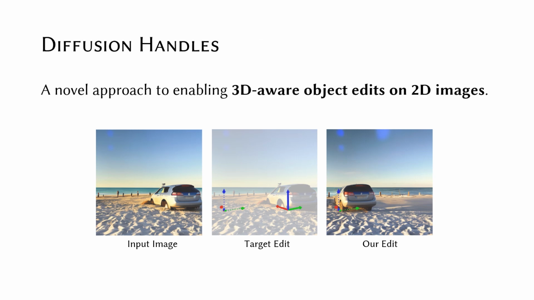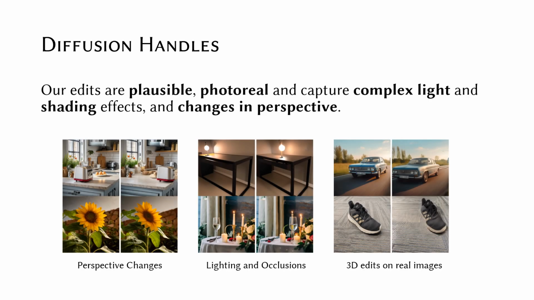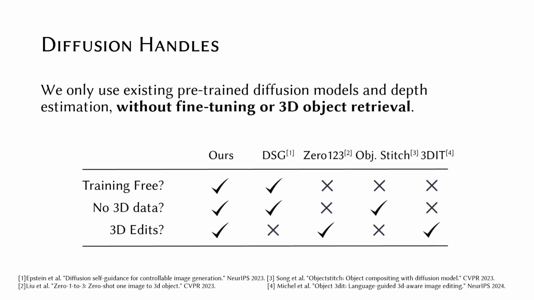Motivated by this problem, we present diffusion handles, a novel approach for 3D aware object edits on 2D images. In addition to accurate perspective changes, our 3D aware edits are plausible, photoreal, and even capture complex light and shading effects. Our method achieves this using only an existing pre-trained diffusion model and an out-of-the-box depth estimator without any fine-tuning or 3D object retrieval. Now let's talk about how we achieve these data-free, training-free 3D transforms.